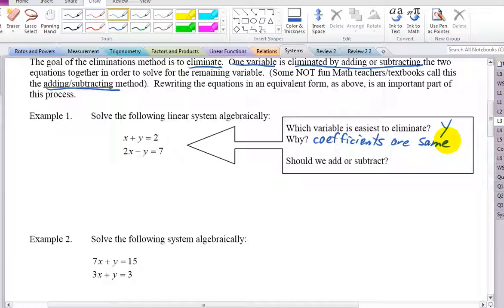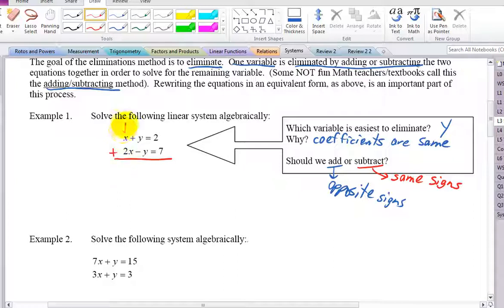Now, should you add or subtract? Well, you should add, and that's because they're opposite signs. Okay. So really coefficients aren't the same, they're the same digits. If we were going to subtract, then we'd want the same signs. So that's how you tell whether you should add or subtract. So here we want to add, we put a little line and we add them up.